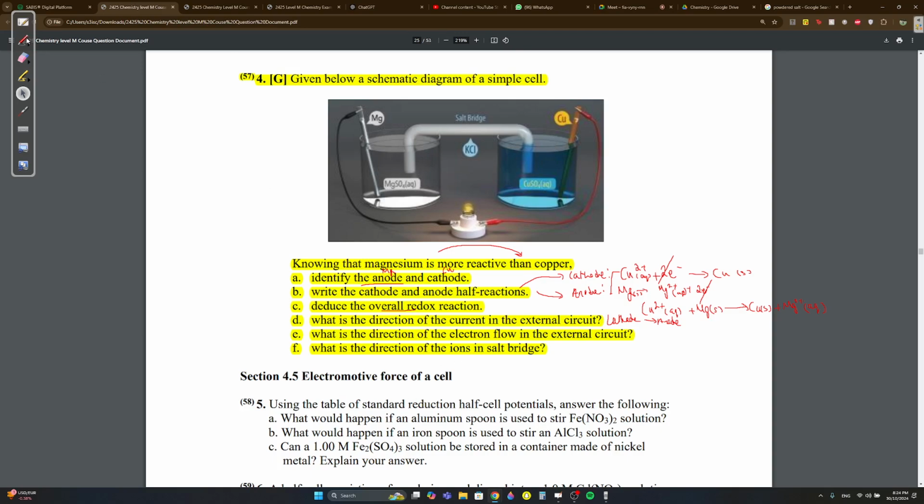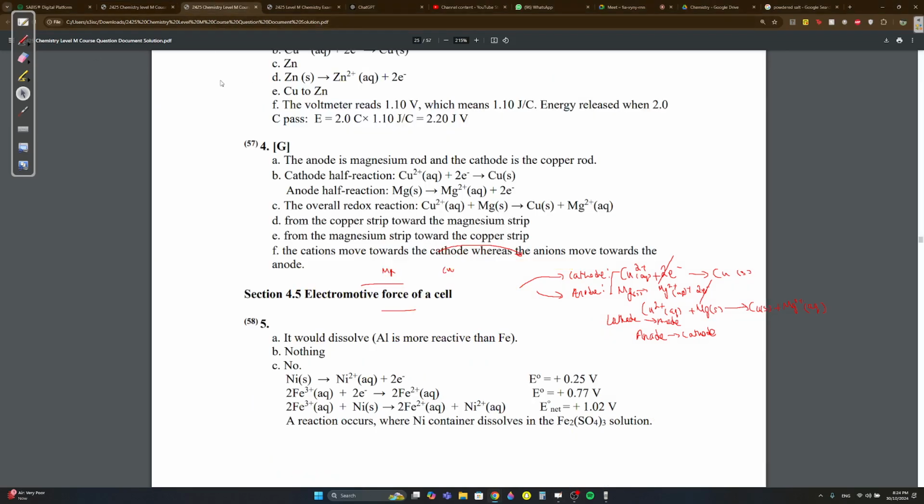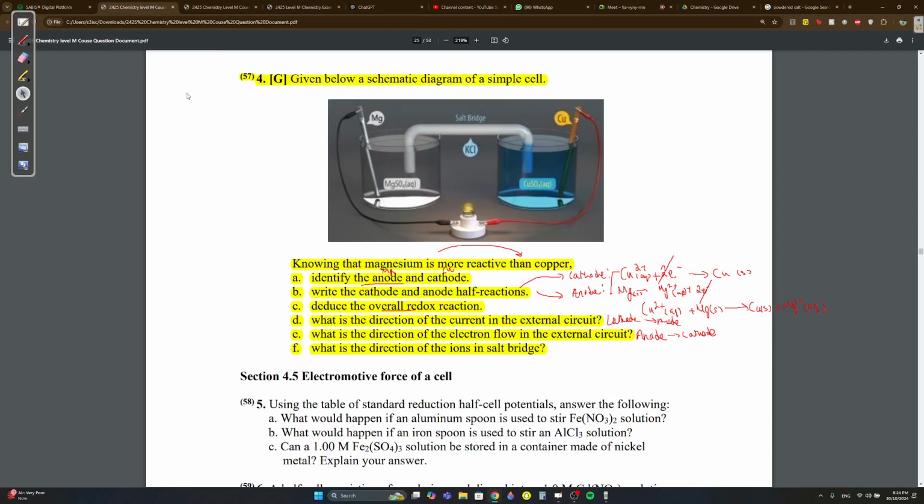What is the direction of the electrons? Electron flow always moves from anode to cathode. The opposite. The anode in this case is Mg and the cathode is Cu. So it's going to be from Mg to Cu, magnesium strip to Cu.